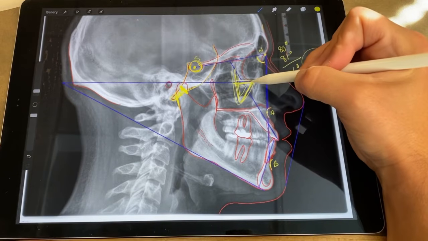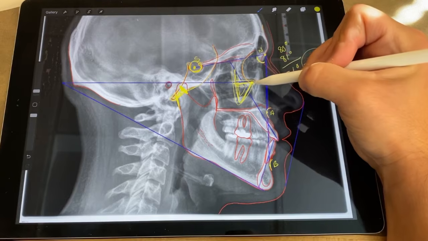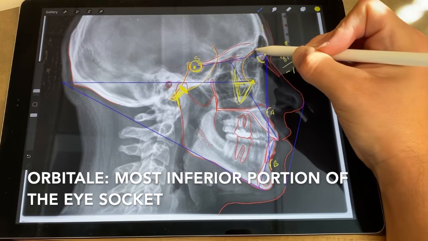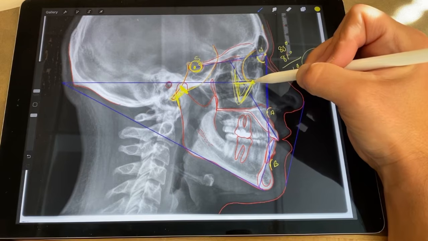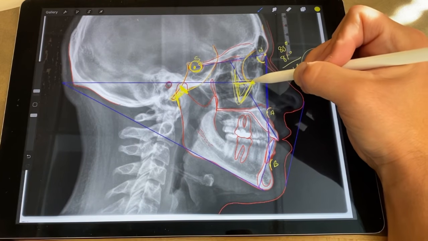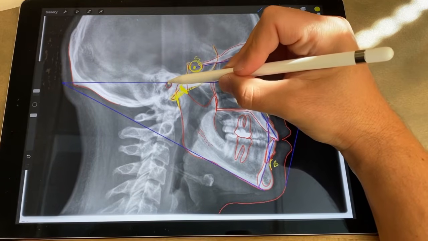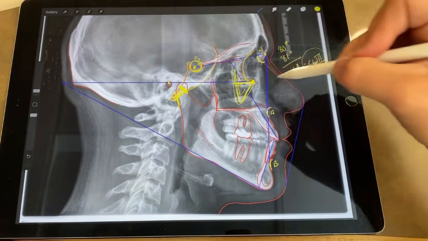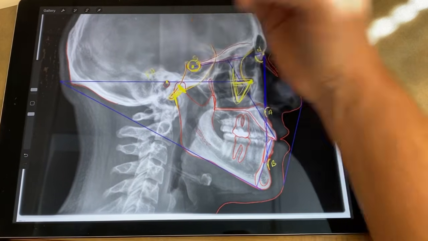Noticing this point of the key ridge is really the bottom of the orbit where orbitale is. So here's the eye socket, and then the bottom of that eye socket, right at the most inferior portion, is orbitale. And then we have porion, right? And if you draw a line between the two, that line is known as Frankfort horizontal.